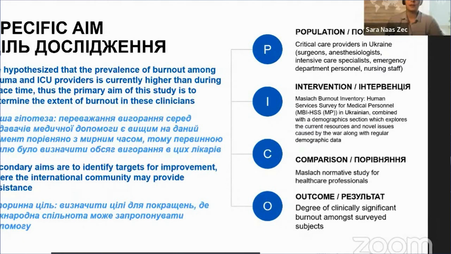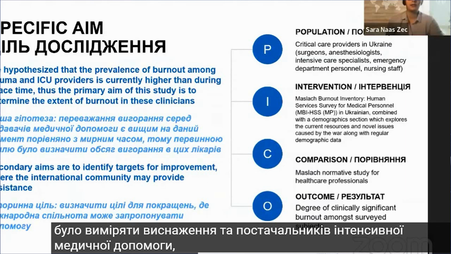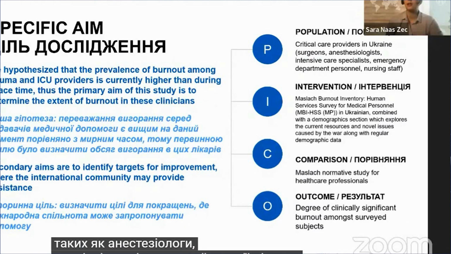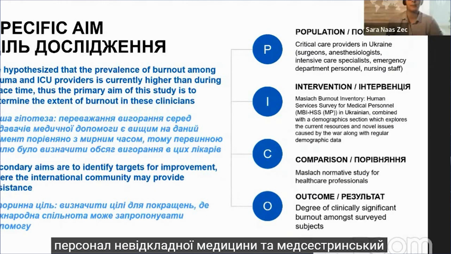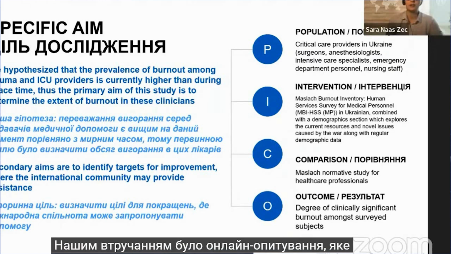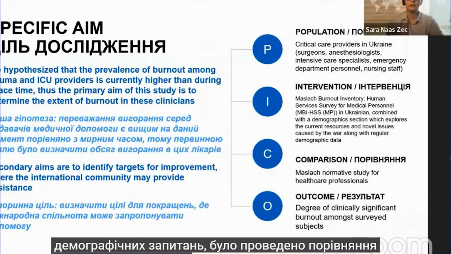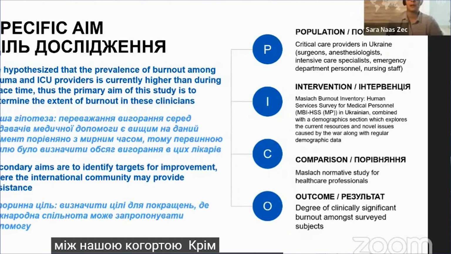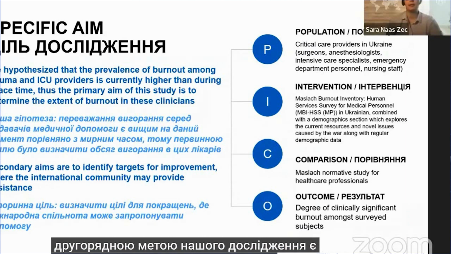Taking the PICO format, our specific aim was to measure burnout in critical care providers such as anesthesiologists, intensive care specialists, surgeons, emergency medicine personnel, and nursing staff participating in this program. Our intervention was an online survey consisting of the MBI and additional demographic questions. A comparison was made between our cohort and that of the Maslach normative study. A secondary aim of our study is to identify possible interventions that may help decrease burnout levels. Next slide, please.